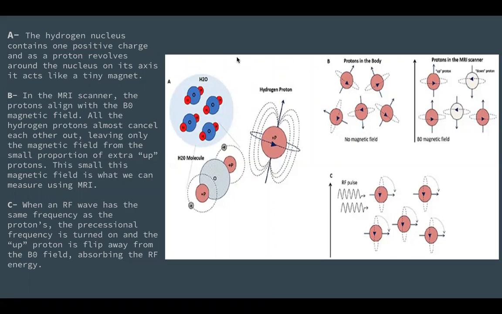In the MRI scanner, the protons align with the B0 magnetic field. All the hydrogen protons almost cancel each other out, leaving only the magnetic field from the small portion of extra up protons. This small magnetic field is what we can measure using MRI. When an RF wave has the same frequency as the protons' precessional frequency, the up proton is flipped away from the B0 field, absorbing the RF energy.